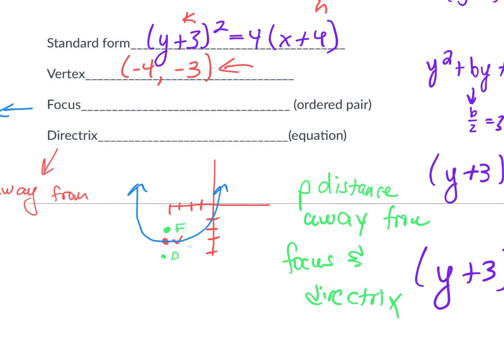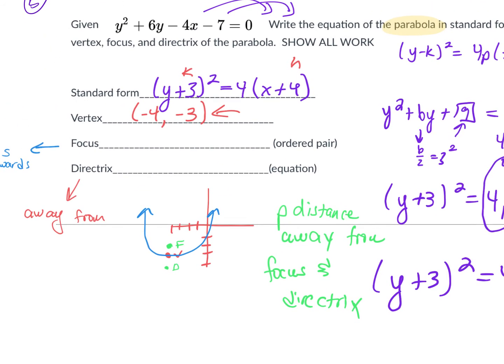Remember, we write our focus as a point. So what is that point that our focus is? What is that point right here in the green? -4, -2. And then what is the equation of this line right here? Y equals what? Not 5. -4. Right? My focus is 1 above. My directrix is 1 below.